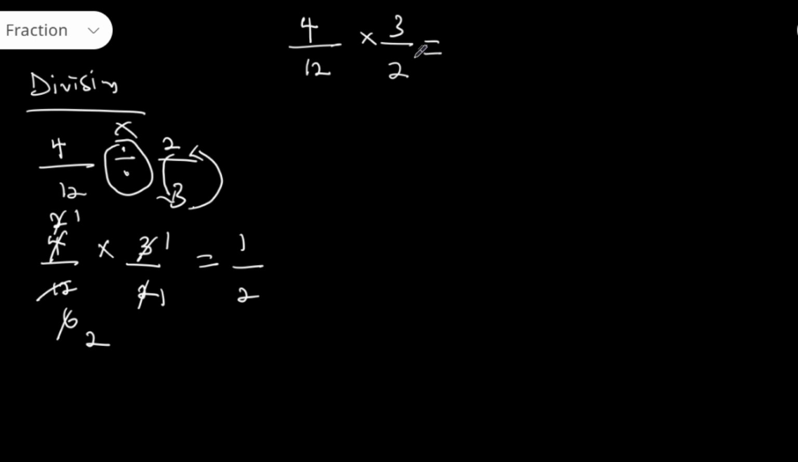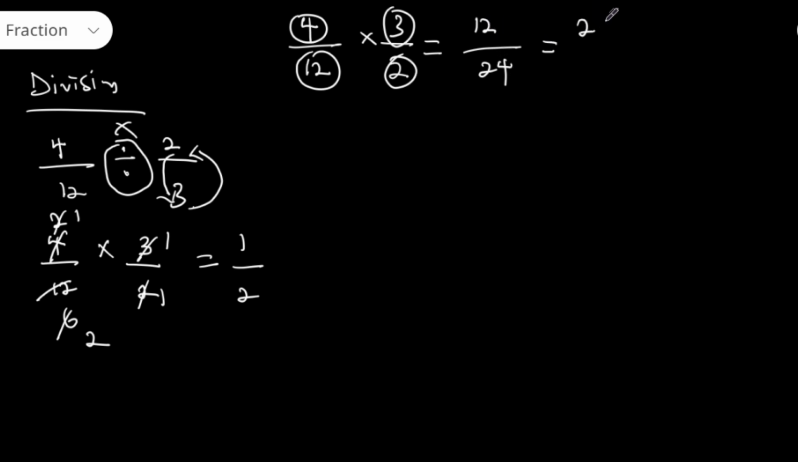So what method is that? Just multiply numerator and numerator. 4 times 3, that is 12. Multiply denominator and denominator, that is 24. Now simplify 12 and 24.